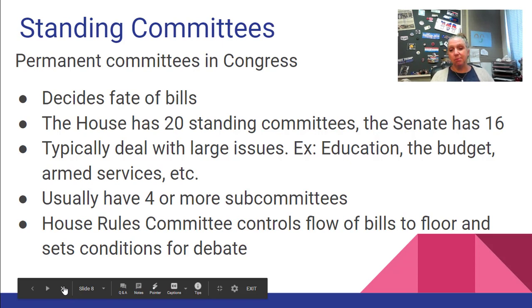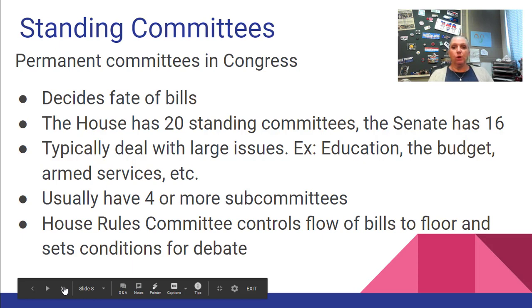Standing committee. This is a permanent committee in Congress. Their main job is to decide the fates of the bills. They are the lawmaking committees. All right, so in the House, there are 435 total members, and they get divided into 20 standing committees. In the Senate, with only 100 members, the Senate is only getting 16 committees because they don't have as many members. They don't need as many committees.